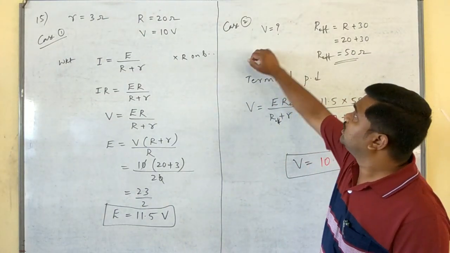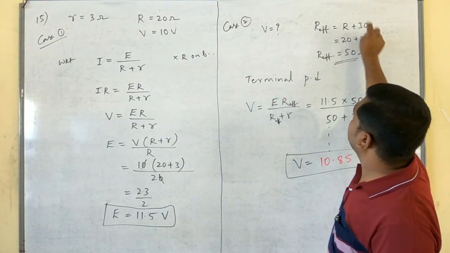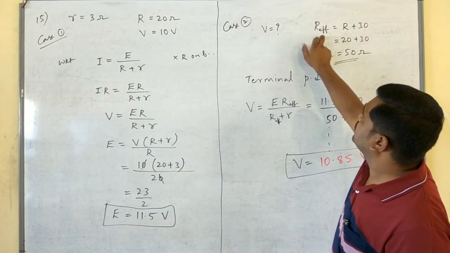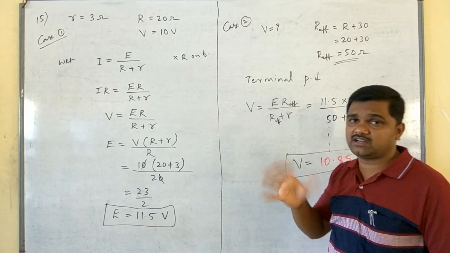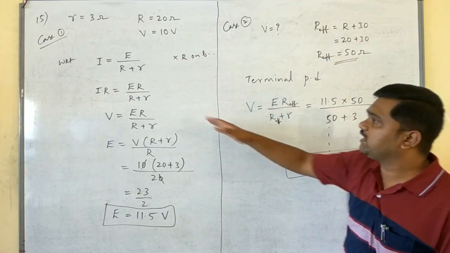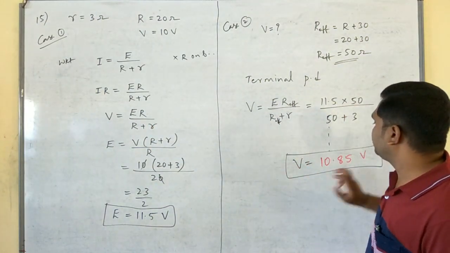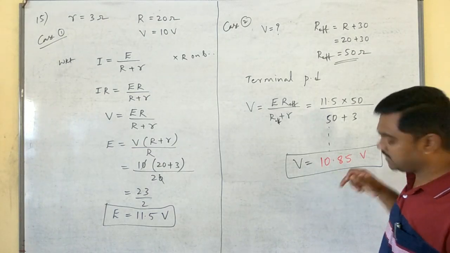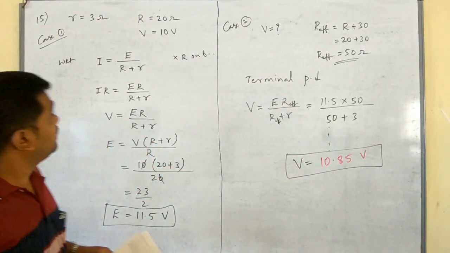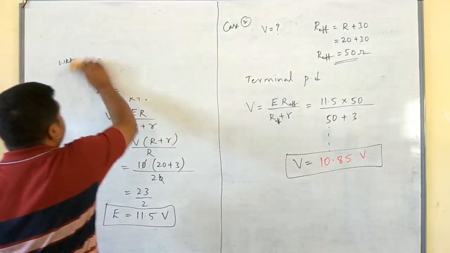Next, in case 2, they are asking us to find the terminal PD when they connect a 30 ohm resistor in series with the initial external resistance. Now R effective will become R plus 30 because they are in series, therefore 20 plus 30 is 50. Hence, to find the terminal PD, the same equation has to be used. On simplification, you will get 10.85 volt. Next, let's move to question number 16.